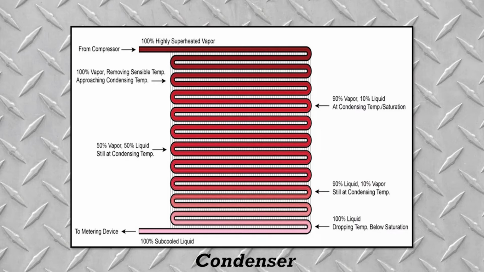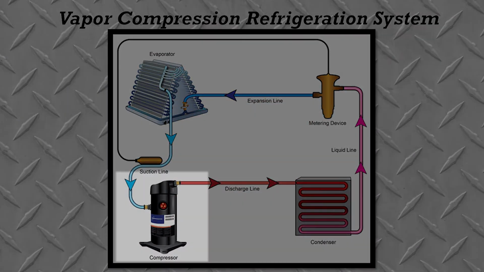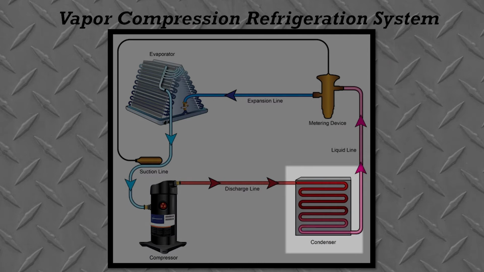Note that we don't need to have any fancy device for separating liquid from gas because we rely on our good friend gravity. So to recap, we had a compressor which compressed the gas and made it very hot. And then we went into the condenser which changed that gas back into a liquid.